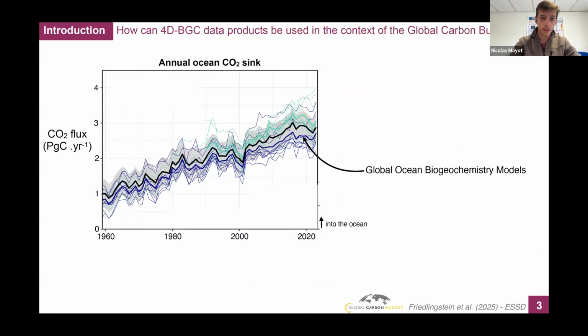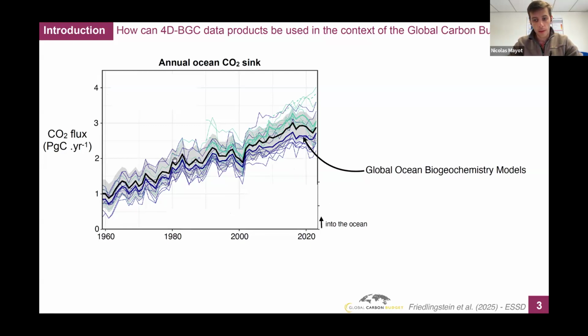And so now, how can the 4D-BGC, so biogeochemical data product, be used in this context of the global carbon budget? And to explain this, I'm again using here a figure from the global carbon budget, which represents on the y-axis the CO2 flux, and on the x-axis the time. But this time, I just want to note that positive values mean carbon, or CO2, going into the ocean.